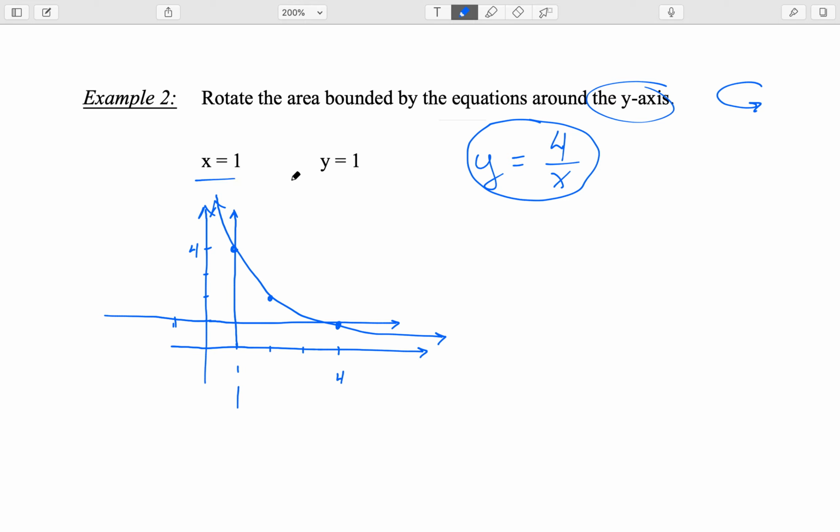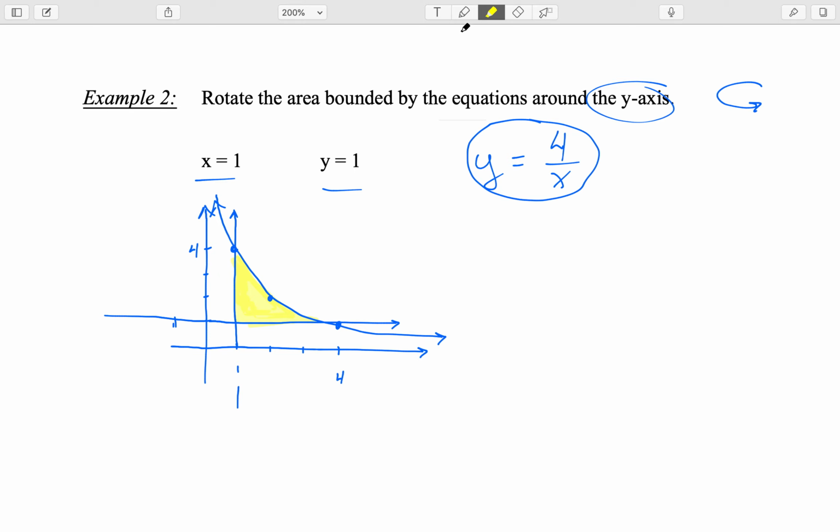It's bounded by these 3 graphs. So one line, the other line. So this is really this region that we're talking about. It's kind of like a triangle. However, it's got 2 flat sides and it's got 1 curved side. So it's not truly a triangle. Triangle is 3 straight sides. So that is the region.